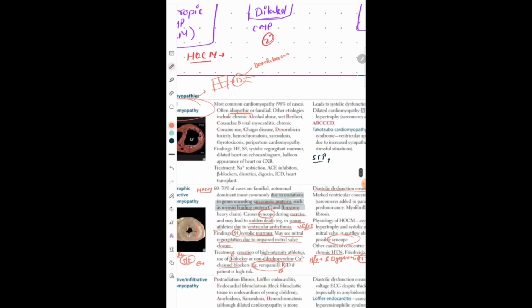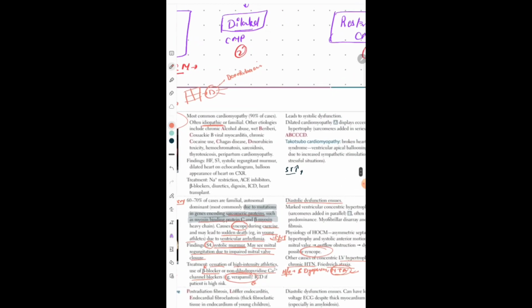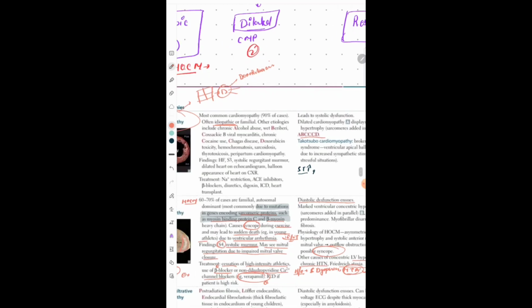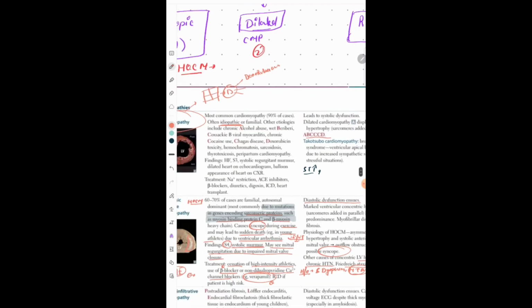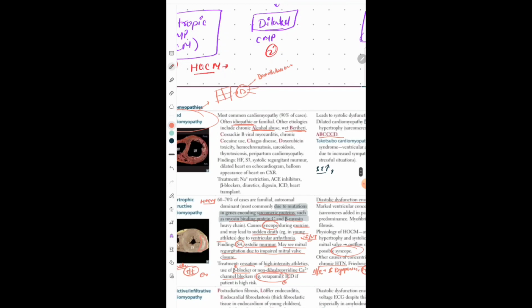Okay, in this we have to learn the ABCD etiologies of dilated cardiomyopathy. A is for alcoholic abuse, which causes vitamin B1 deficiency leading to wet beriberi. Then we have infective etiologies like Coxsackie B viral myocarditis, cocaine use, and Chagas disease, and D is doxorubicin.